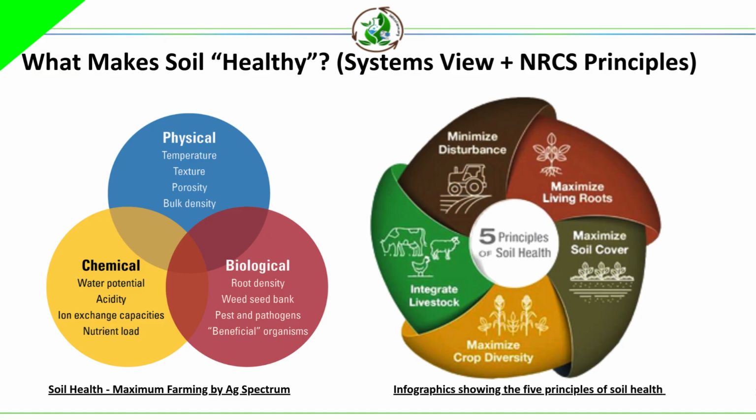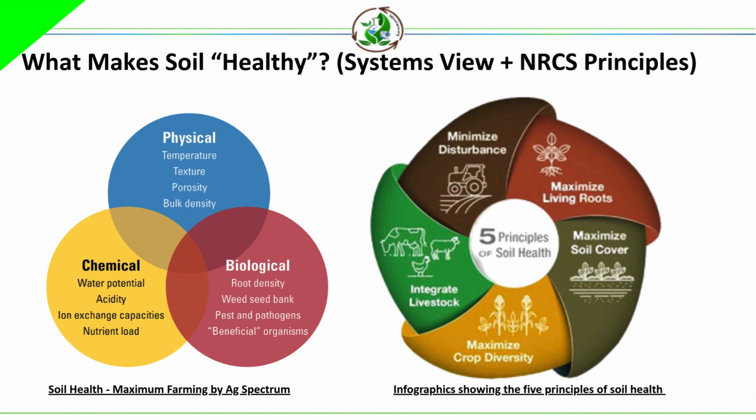Fourth, maximize biodiversity. Grow many types of plants via crop rotations, cover crop mixes, or flowering strips to support diverse soil life. And fifth, integrate livestock via rotational grazing, so animals can contribute nutrients through manure and hoof action in a controlled way. When these principles are all applied together, soil functions better. It holds more water, cycles nutrients faster, stores more carbon, and resists erosion.